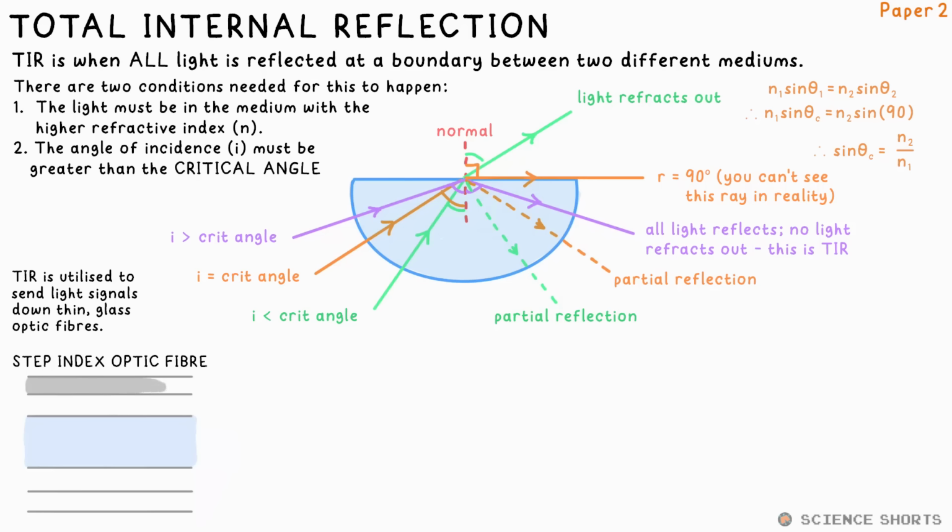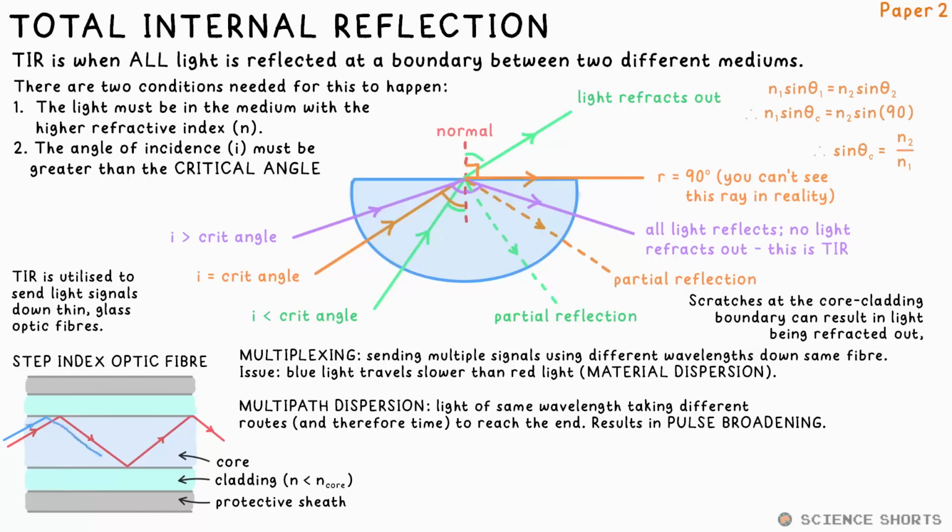The basic optic fiber is a glass core surrounded by a protective sheath. The issue is that the sheath will have a higher refractive index than the core, so TIR would not happen if it wasn't for the extra layer called the cladding that's between the two. It has a lower refractive index than the core, so TIR can occur when the light reaches the boundary between them.